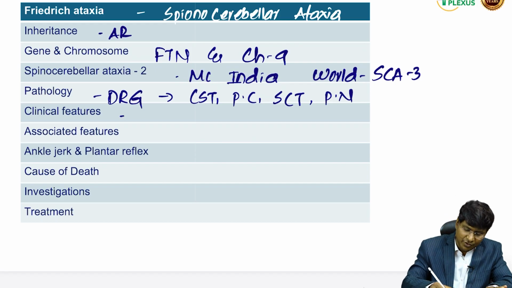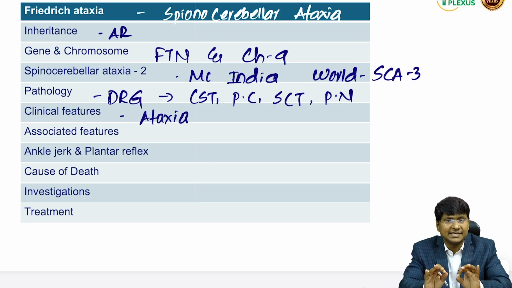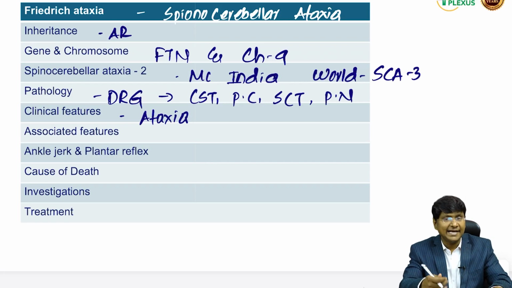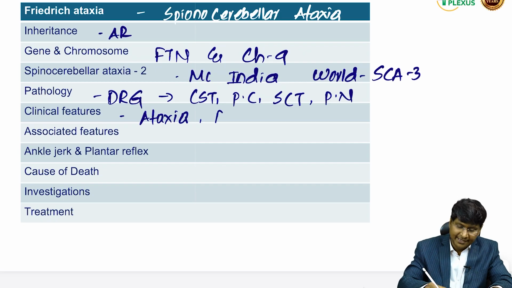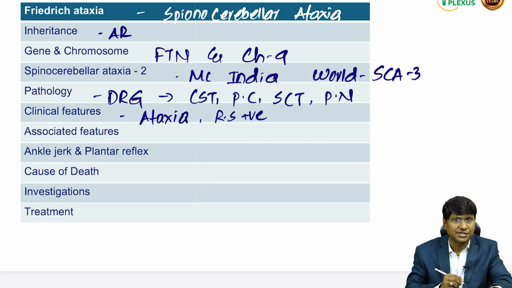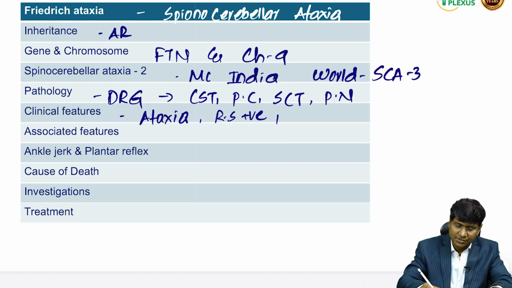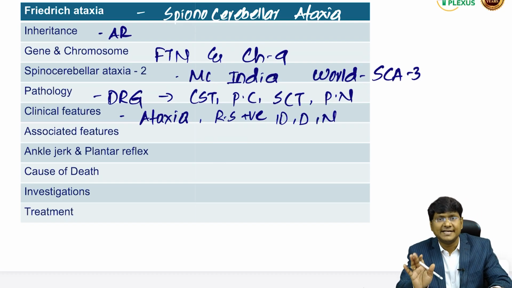And the clinical features, if you observe: ataxia is the initial symptom. The ataxia here is both sensory as well as cerebellar type. Because of the sensory ataxia, these patients walk with feet wide apart. So this is a wide-based gait, and Romberg sign will be positive. The other cerebellar manifestations are dysarthria, dysmetria, and there can also be horizontal nystagmus.